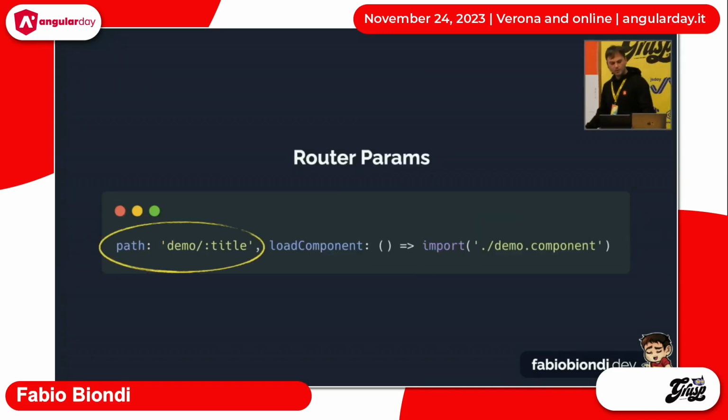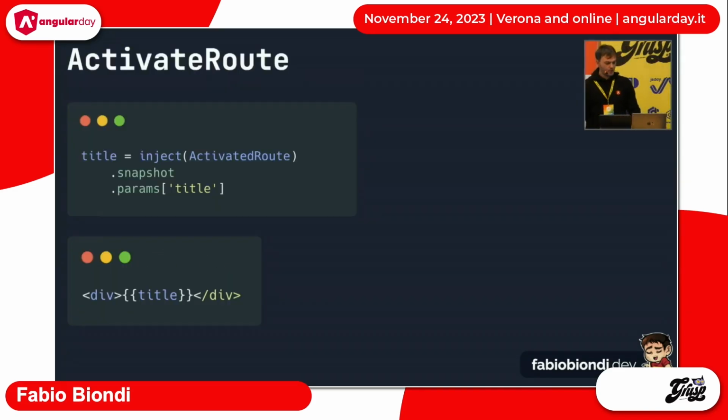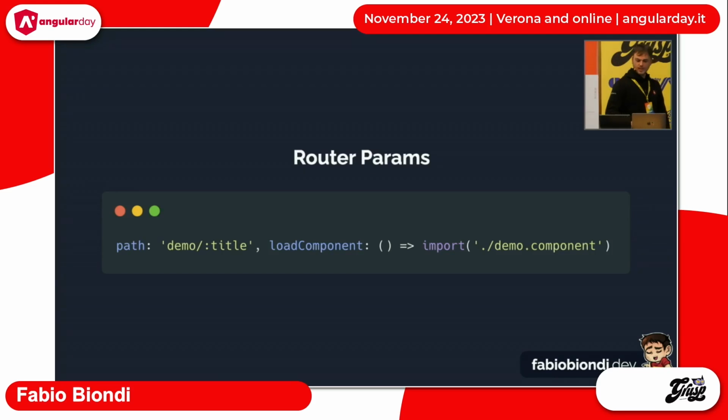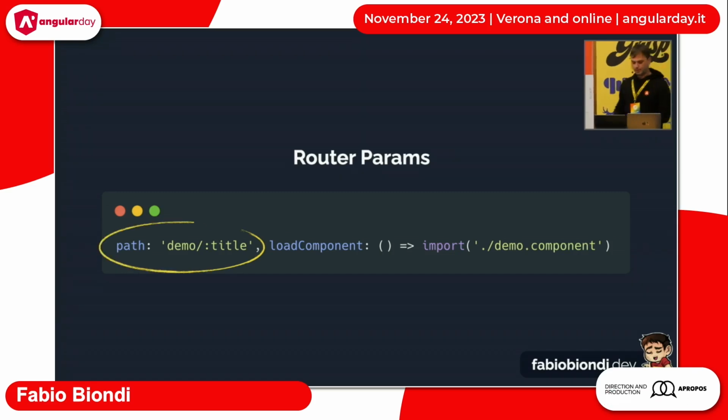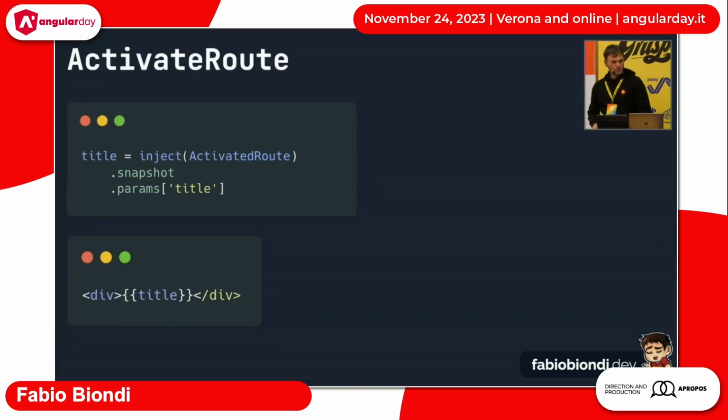Anyway, now I want to show you another interesting approach to get the parameter of a route, for example title. So far, we could use the ActivatedRoute service, so we can inject it, get the snapshot, and get the title parameter from that object.